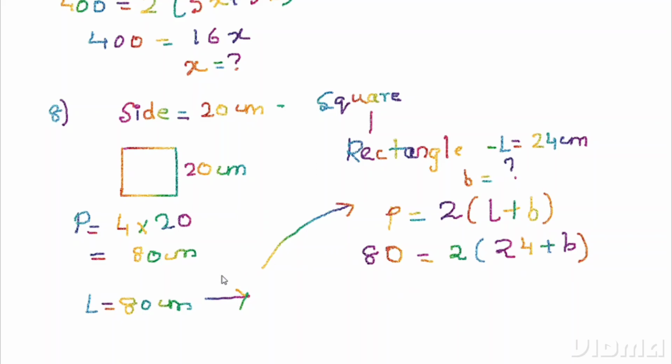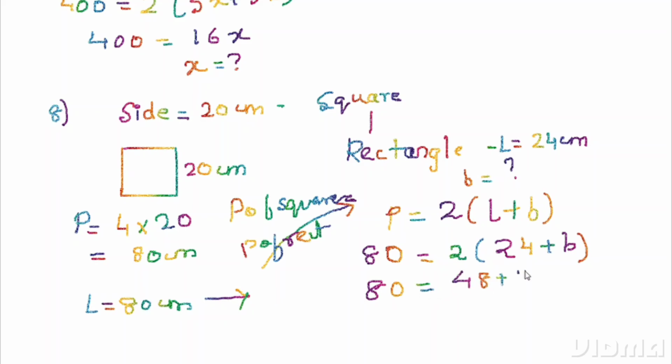Here I can say that the perimeter of the square is equal to the perimeter of the rectangle because it is the same wire. So 80 is equal to 48 plus 2b. Then 80 minus 48 gives me 2b. So 2b is 32 and then b is 16 centimeter. So I have found my breadth.